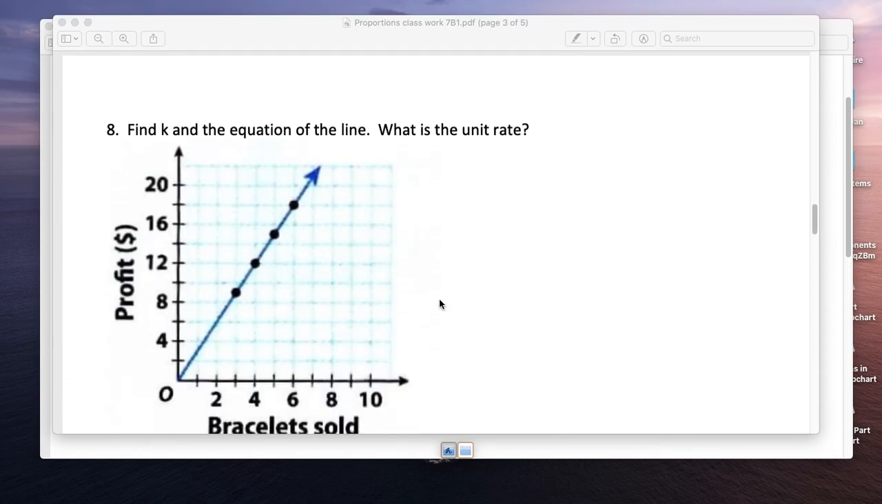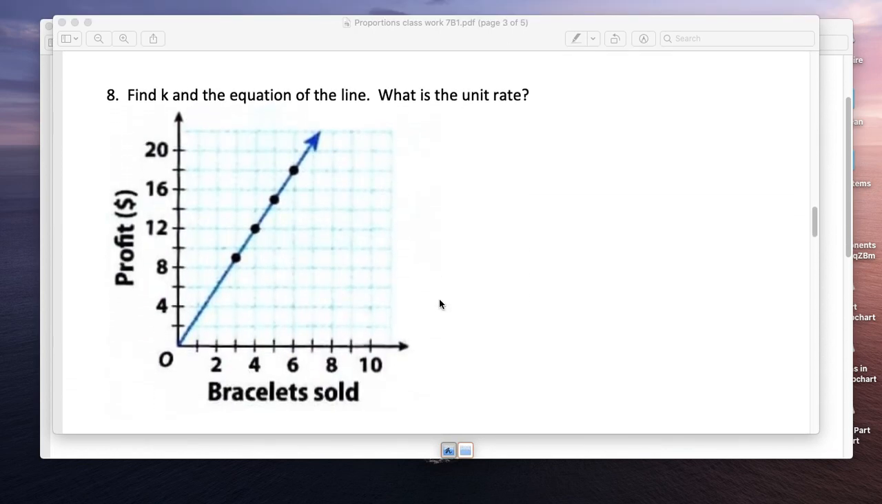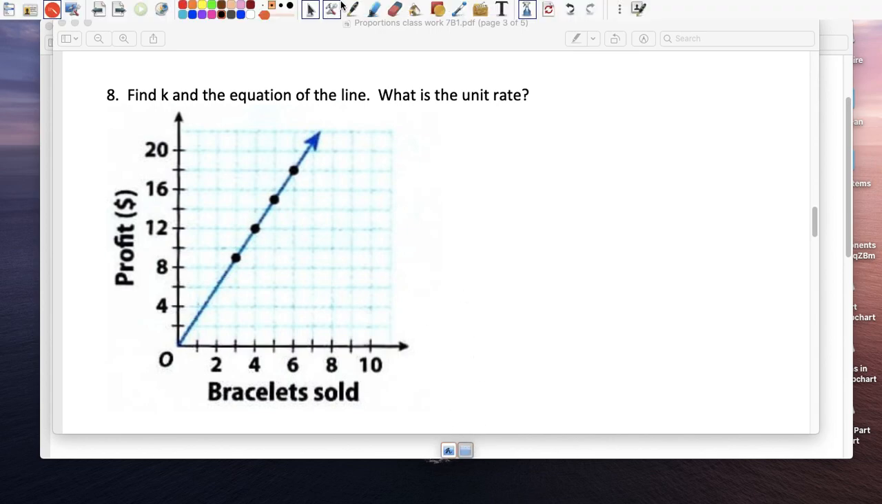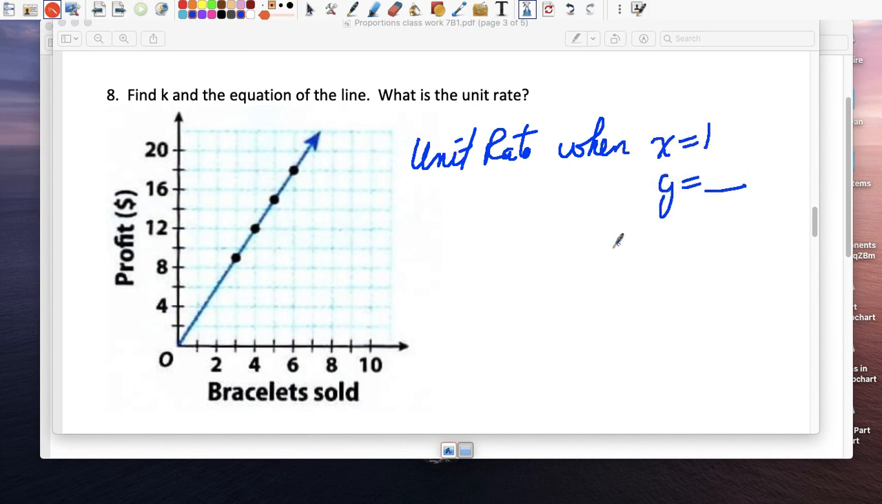Where are we? Find the equation of the line, find k in the equation of the line. What's the unit rate? Proportional, yes, I can tell by the graph. It's a straight line that goes through the origin. So the unit rate is where x is 1, right? Where does the unit rate happen on the graph? It's when x equals 1, y equals whatever value. So we have the point with x equal to 1, and this is the unit rate.